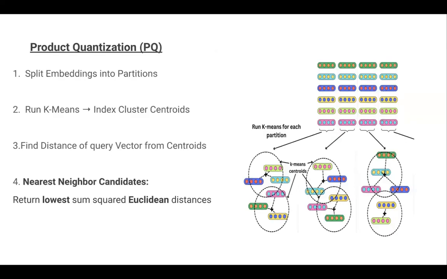Product quantization was pretty interesting to me. It's pretty fascinating. So apparently you can split your embeddings into partitions of a fixed size, and then you can run k-means on those, and then index only the cluster centroids. So you're keeping a fraction of the original data point information, but you're keeping a highly useful fraction, which is the k-means clusters themselves. And then once you have a new query vector, you can find the distance of it to the centroids, and then you can decide from which centroid you want to retrieve nearby vectors by looking for the lowest sum of squared Euclidean distance.